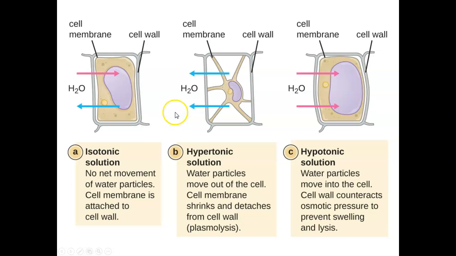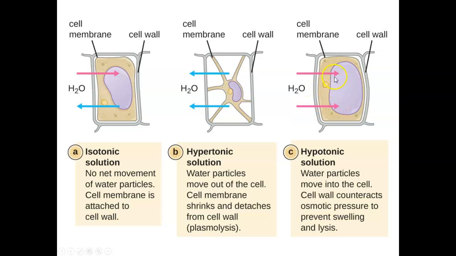In animal cells, the hypertonic solution will cause the cell to shrivel up or crenate. There's no cell wall, so the cell basically just shrivels and dies. So this is a mechanism of dehydration.